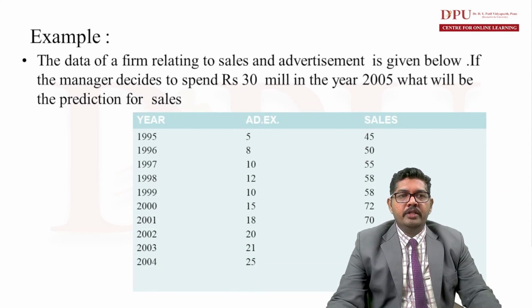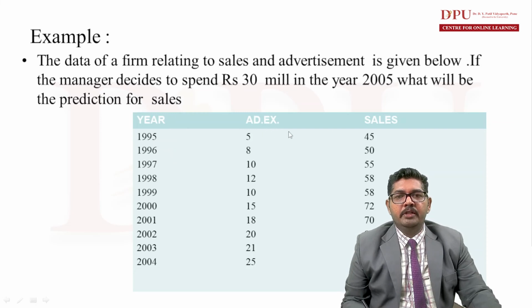So here we have one more example. The data of the firm relating to sales and advertisement is given below, and if the manager decides to spend rupees 30 million in the year 2005, what will be the prediction for the sales? So we have year, so this is again time series data, and against it we have advertisement expenditure and sales. So what we have to find? The manager decides to spend 30 million for the year 2005, and he is interested to find out the sales value.